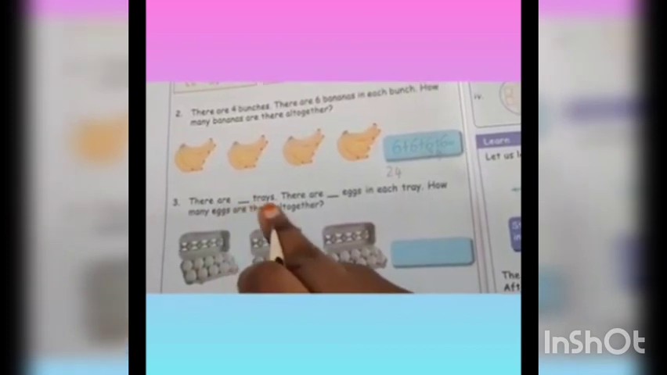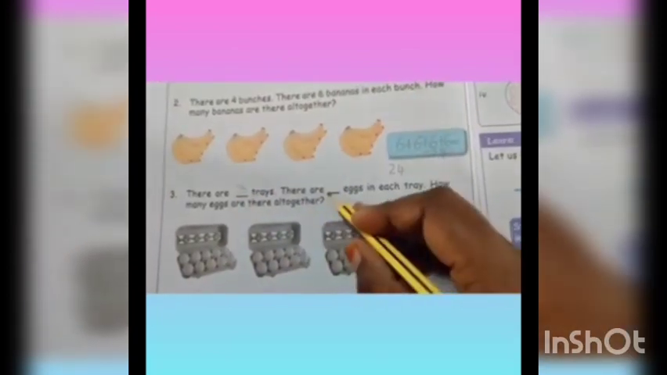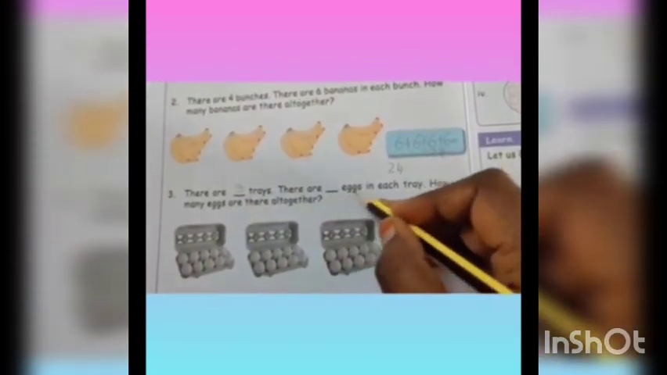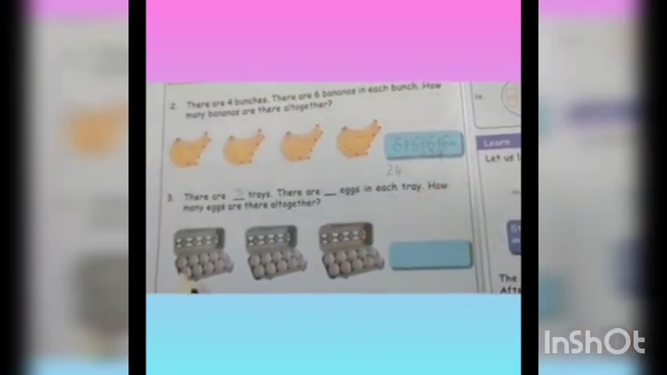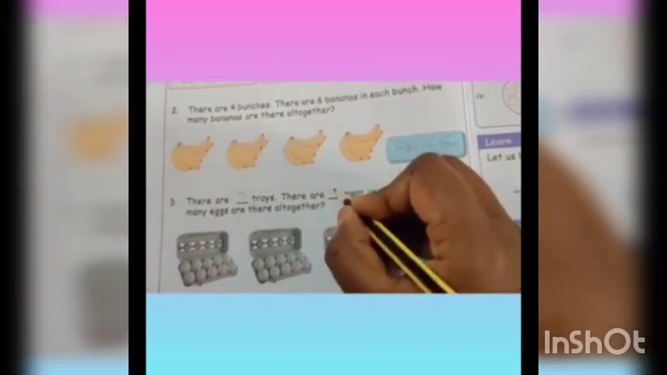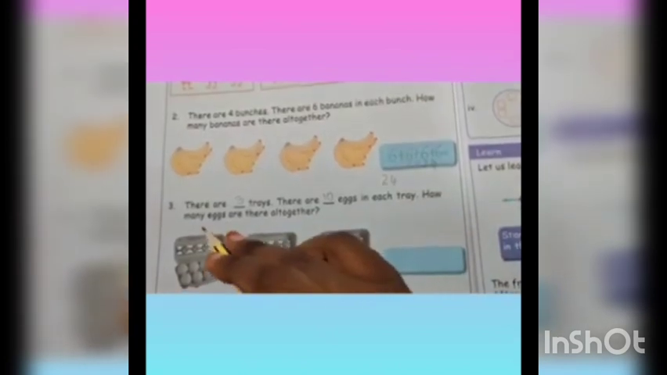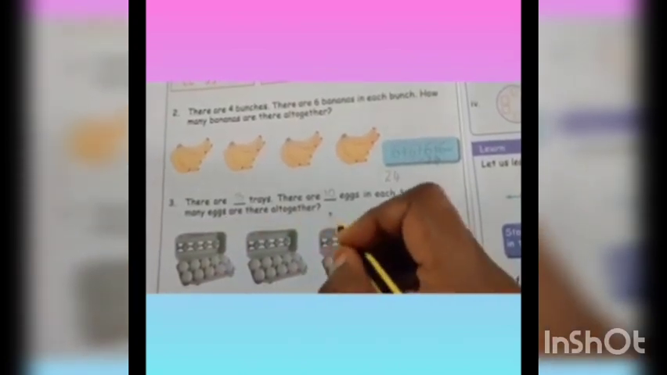There are dash trays. How many trays are there? 3 trays. Okay, count the picture and write. 3 trays. There are dash x in each tray. How many x are there in each tray? 1, 2, 3, 4, 5, 6, 7, 8, 9, 10. 10 x are there in each tray. How many x are there all together?